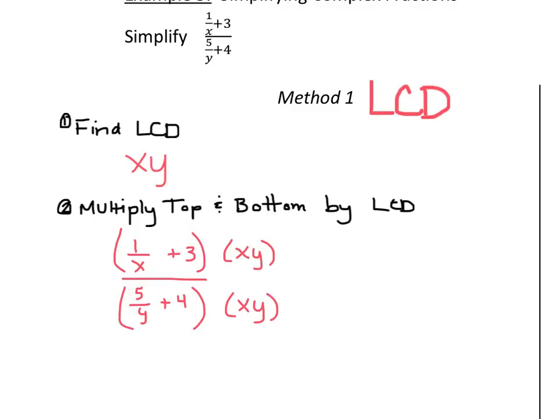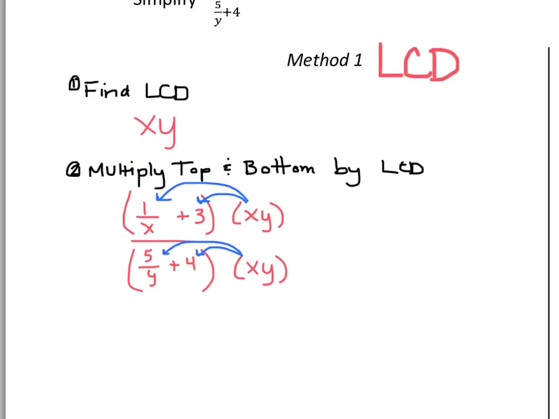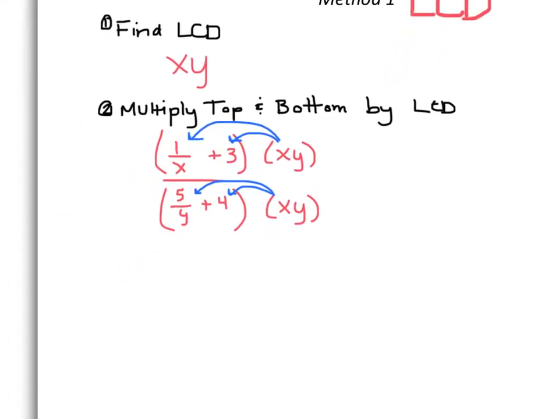What do you think we should do on the top? Distribute. Perfect. And you're going to distribute on the bottom too. So basically every term in that problem is going to get an xy in its numerator. What's 1 times xy? Xy still has an x in the denominator. Plus 3 times xy is just 3xy. Okay, so that's the top.